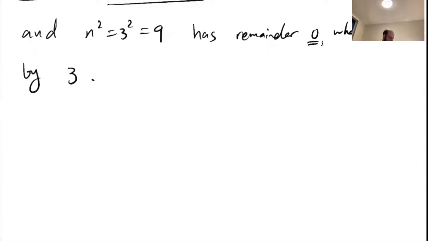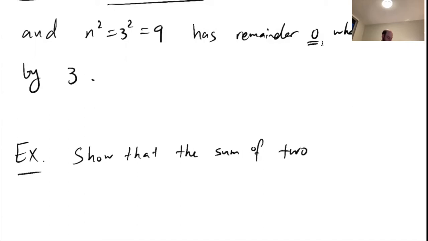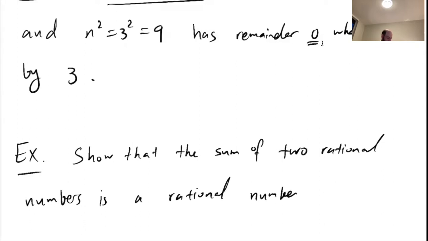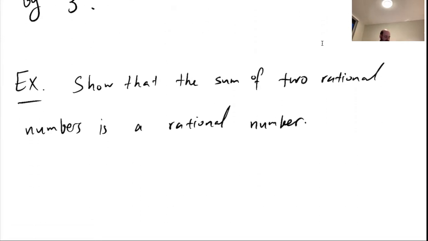Okay, so the next example we want to consider: show that the sum of two rational numbers is a rational number. Okay, so what is the assumption here? And what is the conclusion?